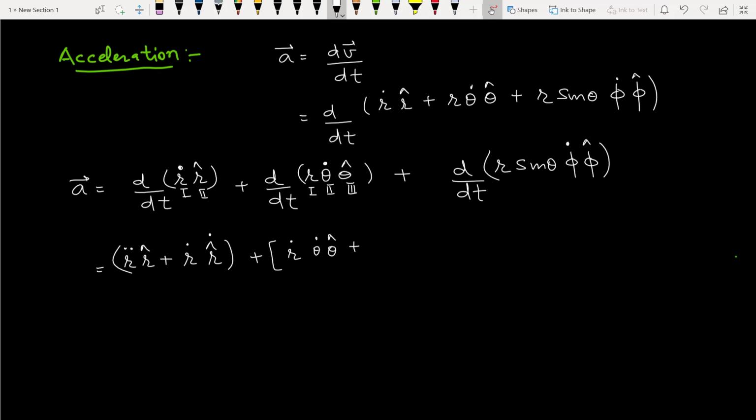Then derivative of second, as it is theta dot, after derivative it will be theta double dot, theta cap, r theta dot, first two terms as such, derivative of third term. So again here there are four terms. We will apply product rule for derivative. You might have studied this in mathematics. First derivative, next terms as such.